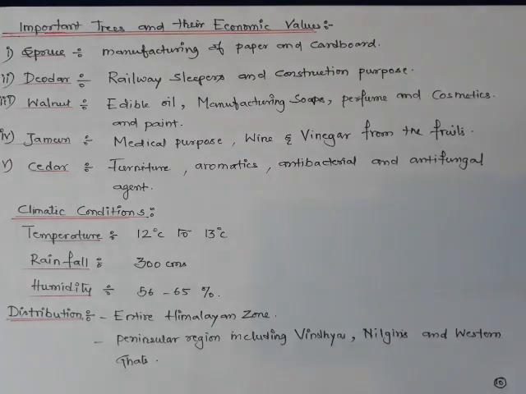Climatic conditions: temperature 12 to 13 degrees Celsius. Why? Because according to the altitude, the temperature falls, and at a higher altitude, usually the temperature is very low. Rainfall of more than 300 centimeters and humidity in a moderate range varying between 56 and 65%. Distribution: it is found along the entire Himalayan zone and the peninsular region including the Vindhyas, Nilgiris and Western Ghats.